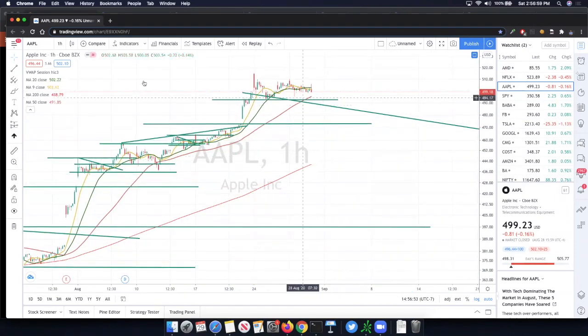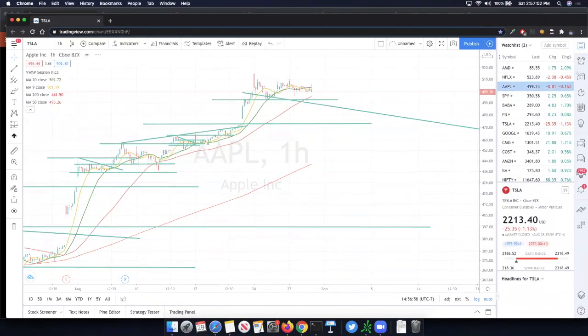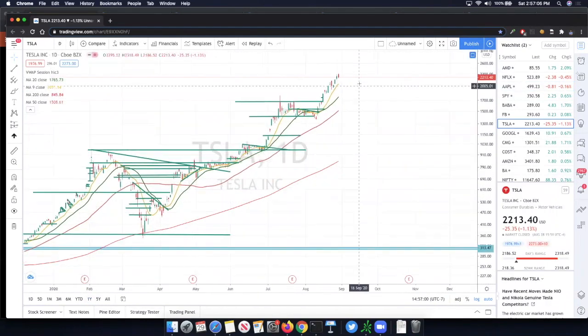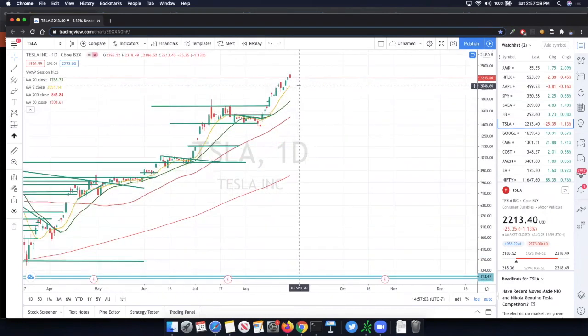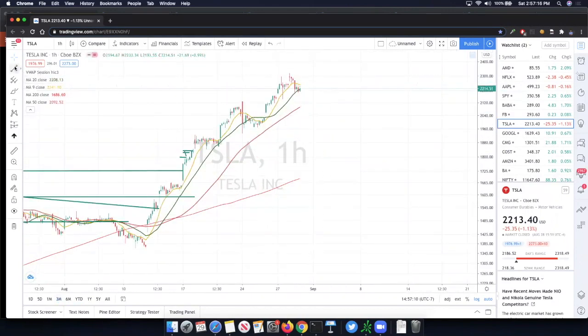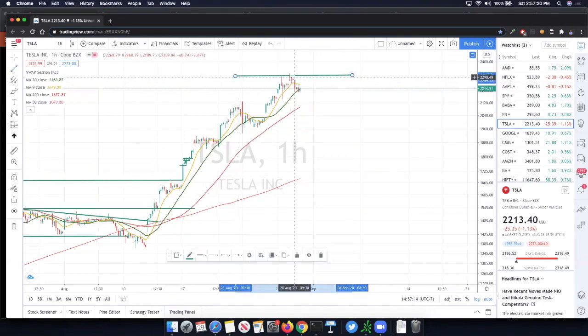So this is my Apple, and for Tesla, on the yearly, either it touches this 2059 for a 9 EMA test, or if it has to go, then if it's opening at a gap up, and the gap up is above the previous high of 2300 levels, then you can buy above 2300 and place a stop under 2300, because when it goes up, it can just move swiftly. So this is how I'm going to play.